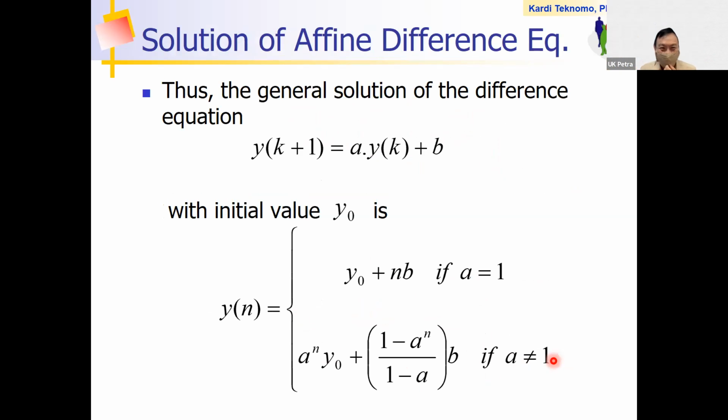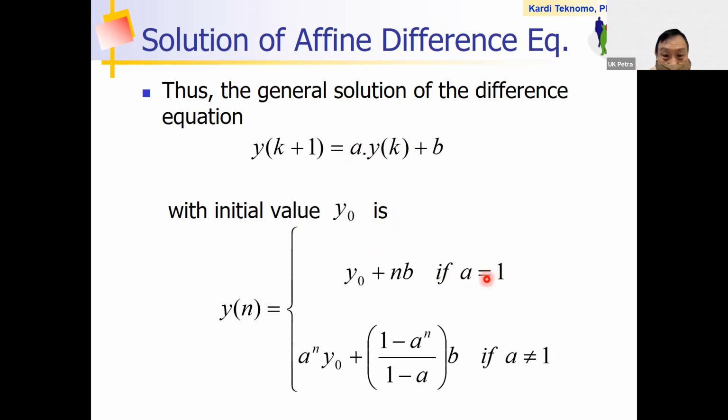Wow. Okay. So the general solution of affine, I call this the affine difference equation. Why affine? Because this is constant, this is constant. And the initial value y0 is this. Okay?